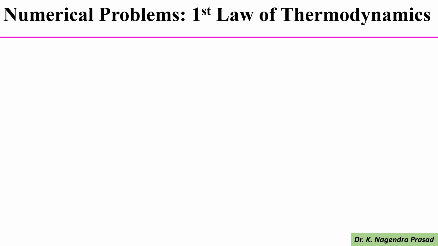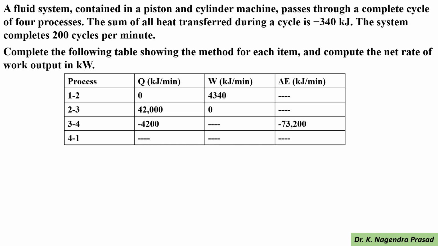In the present video, we will discuss the numerical problems of the first law of thermodynamics. Let's see the problem. A fluid system contained in a piston and cylinder machine passes through a complete cycle of 4 processes. The sum of all heat transferred during a cycle is minus 340 kilojoules. The system completes 200 cycles per minute. Complete the following table showing the method for each item and compute the net rate of work output in kilowatt.